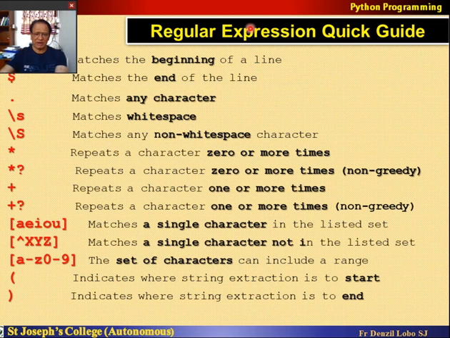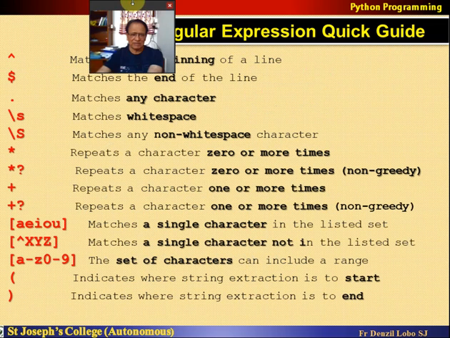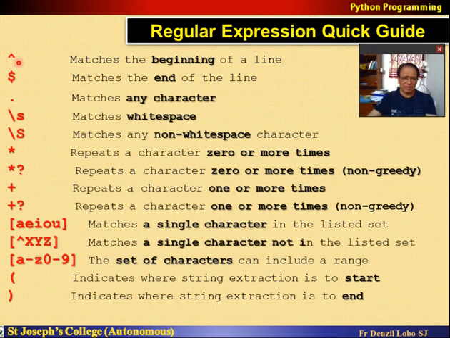Now, regular expressions: here I've got these cryptic characters I mentioned just now. For example, the caret symbol is used for matching the beginning of a line, and the dollar symbol matches the end of the line. Dot matches any character. Backslash small s matches white space. Backslash capital S matches non-white space. Star repeats a character 0 or more times. Note, 0 or more times.